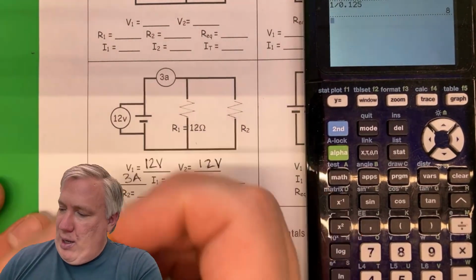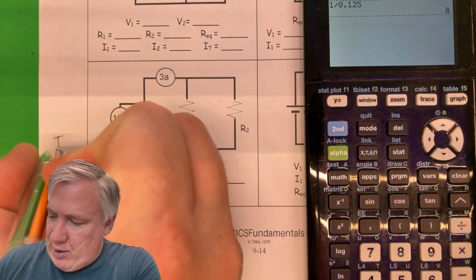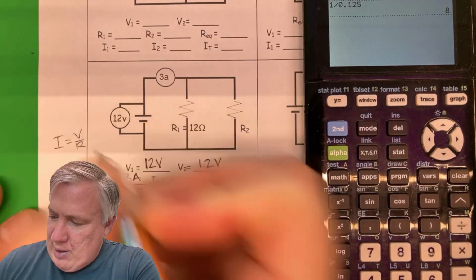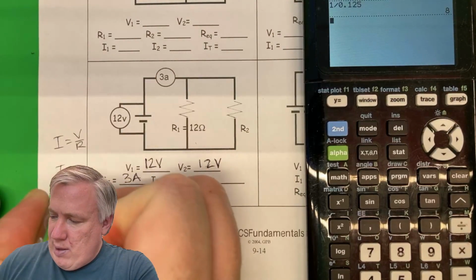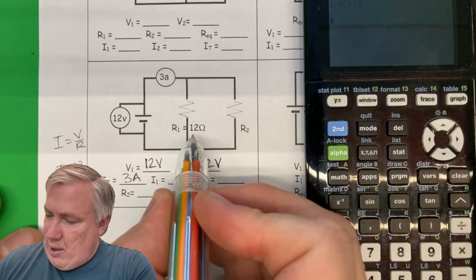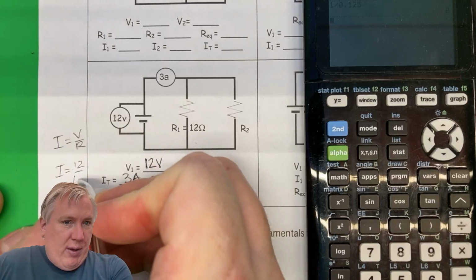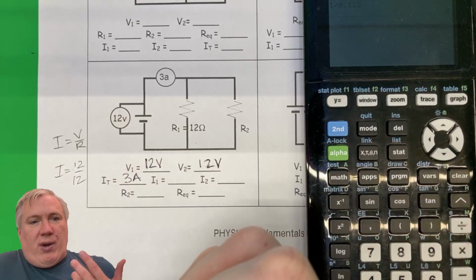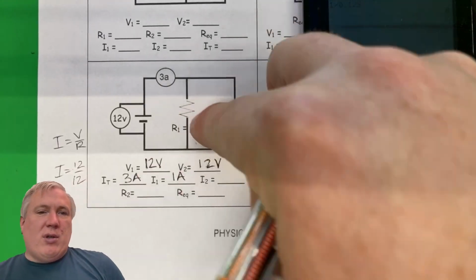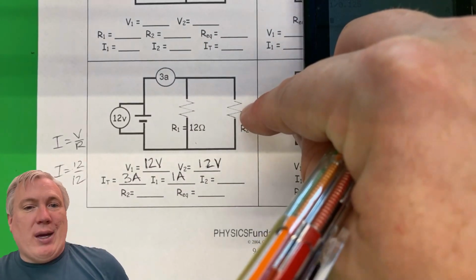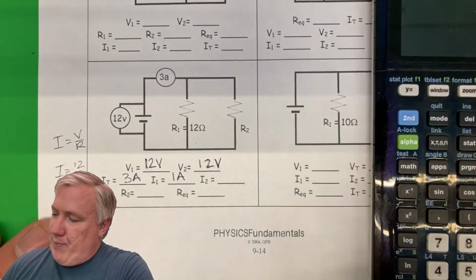But then let's do the current of number 1. Current is voltage divided by resistance. In this case, my voltage is 12 and my resistor here is 12. Now 12 divided by 12 is 1, so this is 1 amp. If this is 1 amp and the total is 3, then this must be 2 amps because 1 plus 2 is 3.